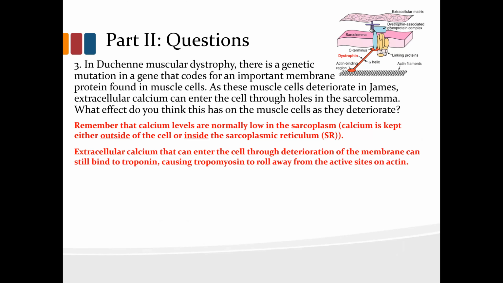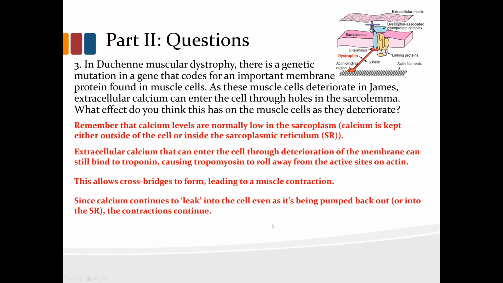And when that calcium comes into the cell, it can bind to troponin. So normally the calcium that binds to troponin comes from the SR, but any calcium that leaks into the cell from the outside can also bind to troponin. And that causes tropomyosin to roll away from the active sites on actin. This allows cross bridges to form between actin and myosin, and that leads to a muscle contraction.